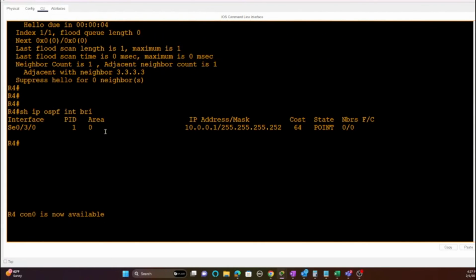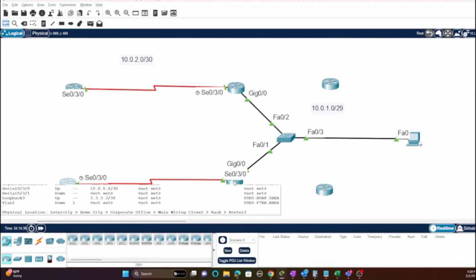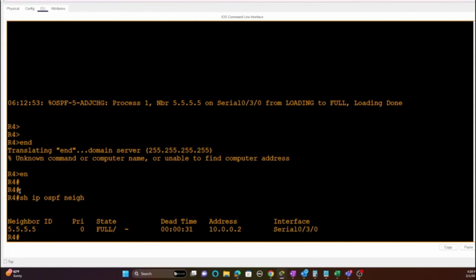Notice before when we did show ip ospf neighbor, it was router 3. It was the loopback IP address of our router 3 right here, that loopback IP address 3.3.3.3. But right here we manually configured it to 5.5.5.5 with the router-id command, and now it's 5.5.5.5. That's the ID of it. So it's not an IP address. It can be an IP address by default, but it also can be manually configured. Again, hopefully all of this is making sense.